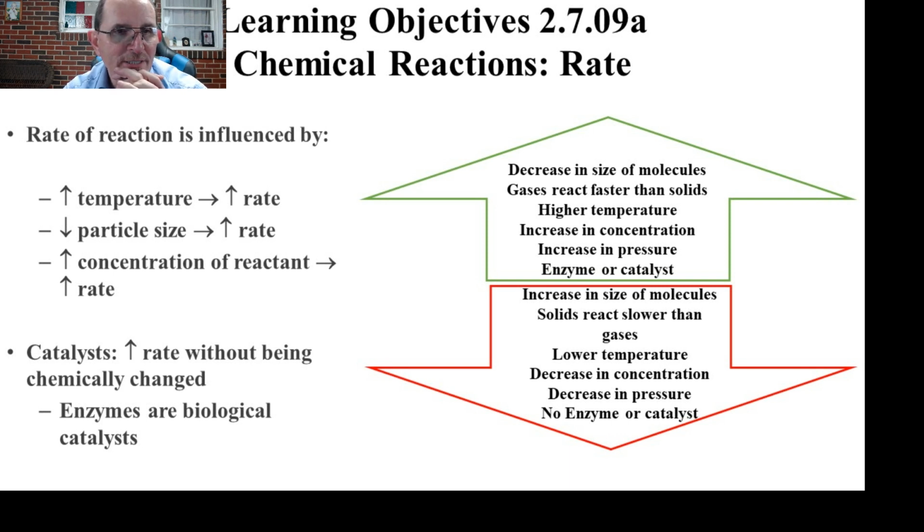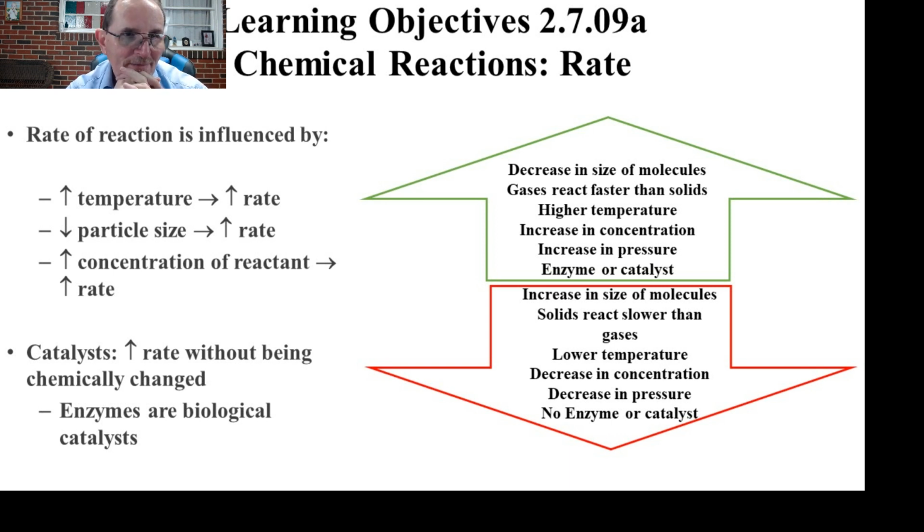What makes a reaction go faster and what slows it down? Well, the hotter it is, the more heat energy, the faster they go, the more they bump into each other. So if you increase the temperature, you speed up the reaction. If you decrease the temperature, you slow it down.